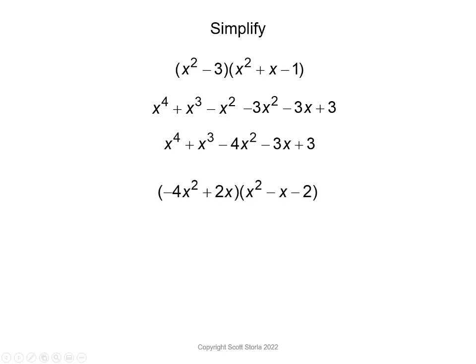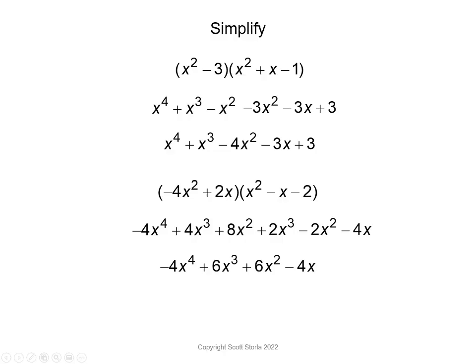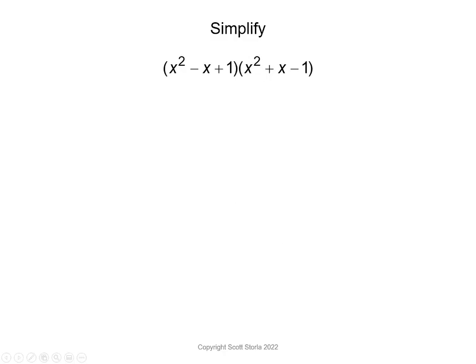Here's another. Starting with the first term, I'm going to have negative 4x to the fourth plus 4x cubed plus 8x squared. Moving to the second term, I'll be adding 2x cubed, I'll be subtracting 2x squared, and I'll be subtracting 4x. Collecting like terms, I'll have negative 4x to the fourth, I'll have 6x cubes, I'll have 6x squareds, and I'll subtract 4x. Try this one.